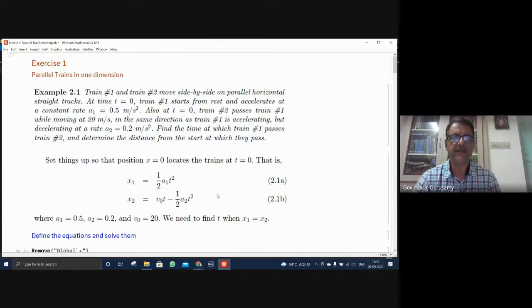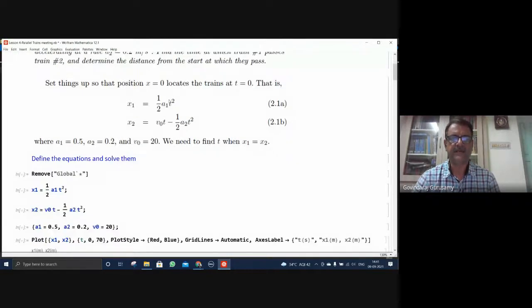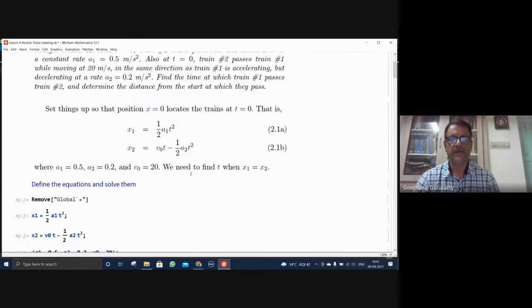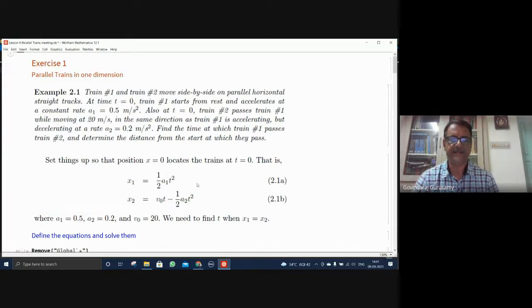Because their dynamics are different. The first train's dynamics is different from the second train's dynamics. But after a long time, because of the difference in acceleration, they may be meeting each other somewhere. That is what this problem states. This is starting from rest. This is already moving with the V0. To solve this problem, we need to find t at which x1 equal to x2. I think it's clear for you up to this point. Otherwise, you cannot think what is to be done further.